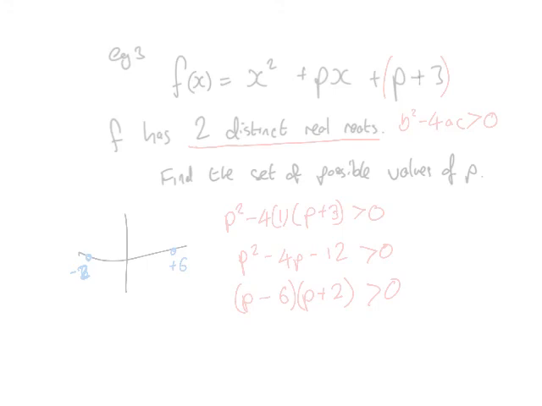So the values p equals 6 and p equals -2 give us our roots. They look like this. We're interested when this quadratic, the blue quadratic, is greater than 0, and that happens when the y values are greater. So that is when p is less than -2, or greater than 6.